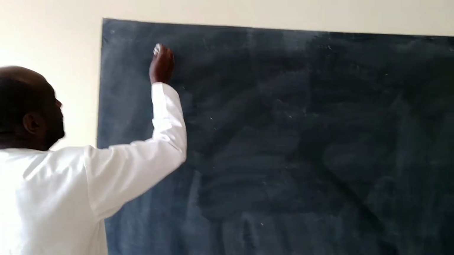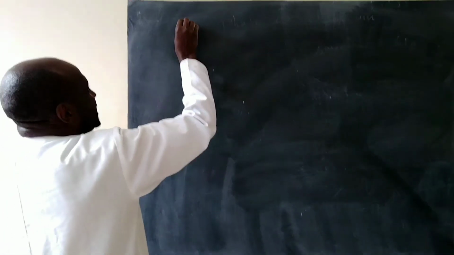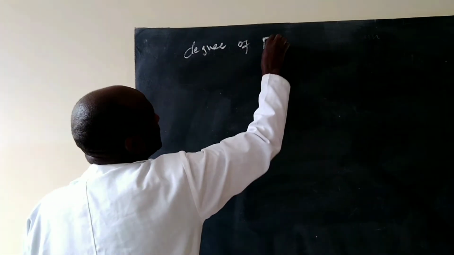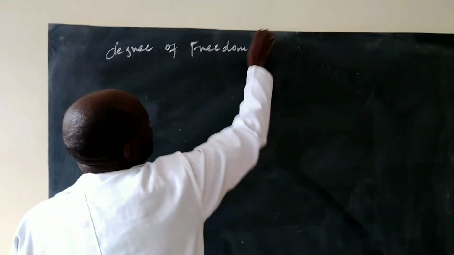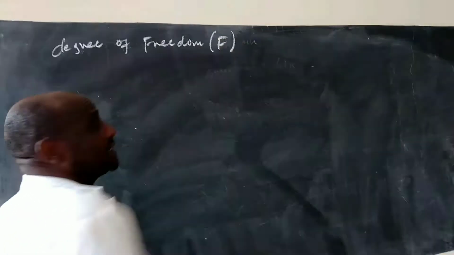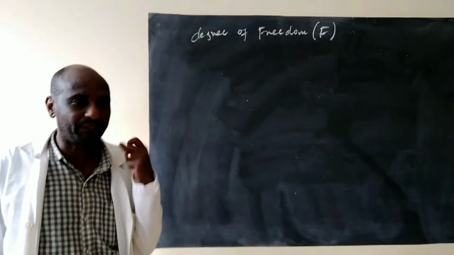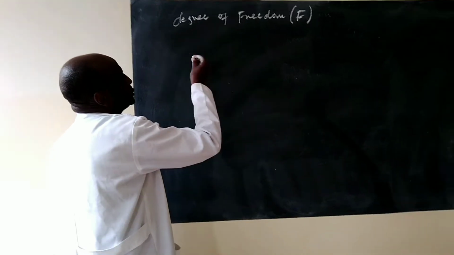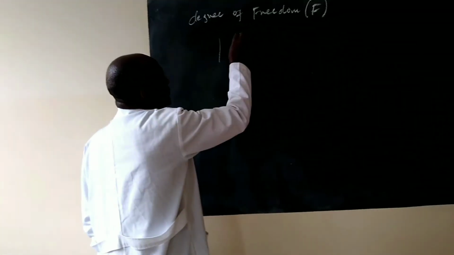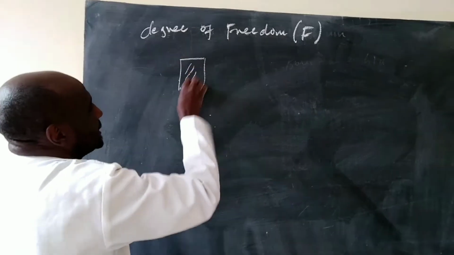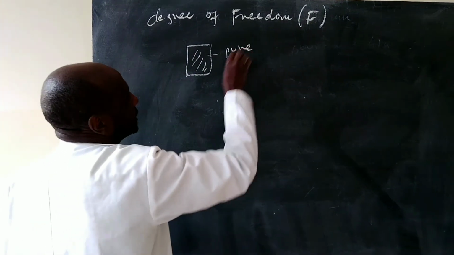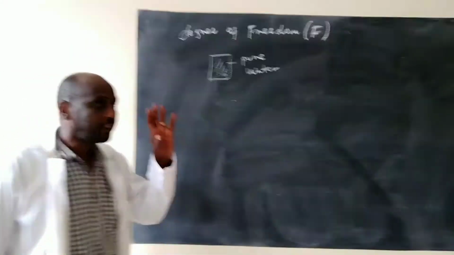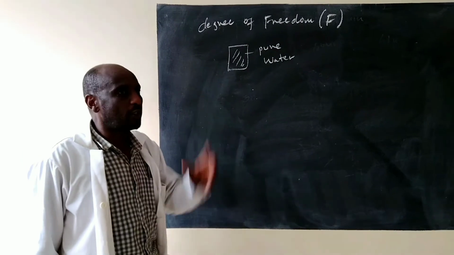The other important concept for this one is the degree of freedom. The degree of freedom is the number of variables required to define the given system. For example, take pure water. Now, to tell its physical state, we need two degrees of freedom, two variables.